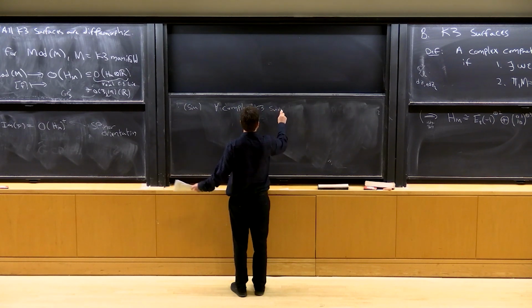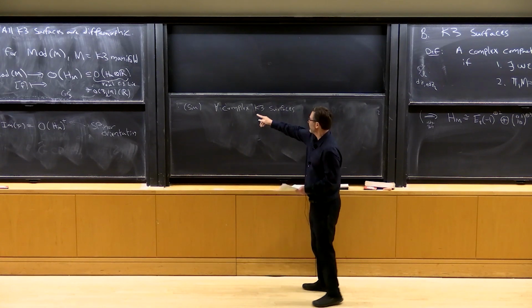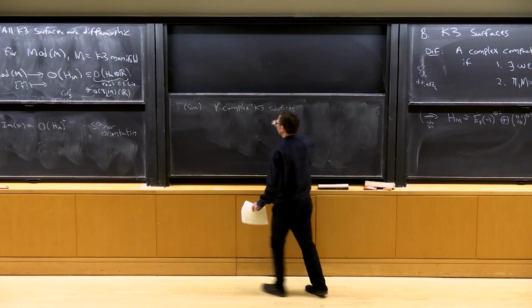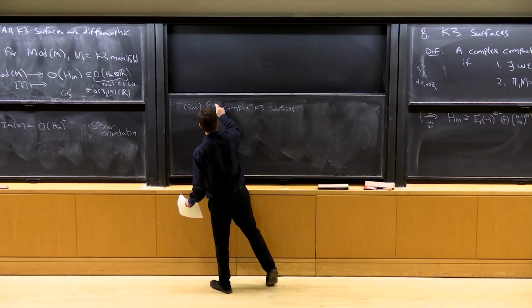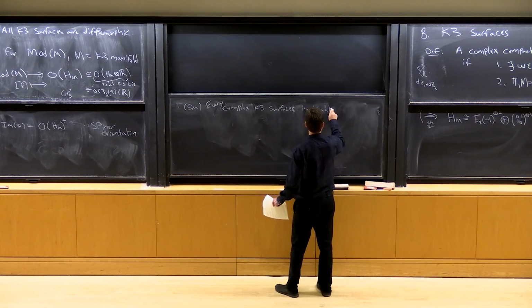I mean, all K3 surfaces have some complex structure. The K3 manifold is one manifold. So for every complex structure on a K3, every complex K3 surface is Kähler. There's always a compatible Kähler form.